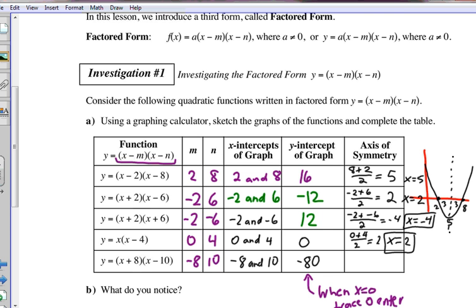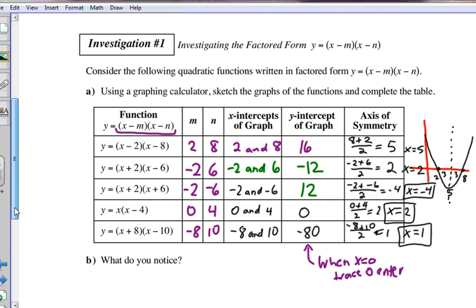And axis of symmetry, average our intercepts. Negative 8 plus 10 is 2, divided by 2 is 1. So x equals 1. Yeah, because whenever you're averaging, we're taking the average of the two numbers. So if I was averaging 3 numbers, then you would divide by 3. Because you're averaging 2 numbers, you're going to divide by 2. Okay.